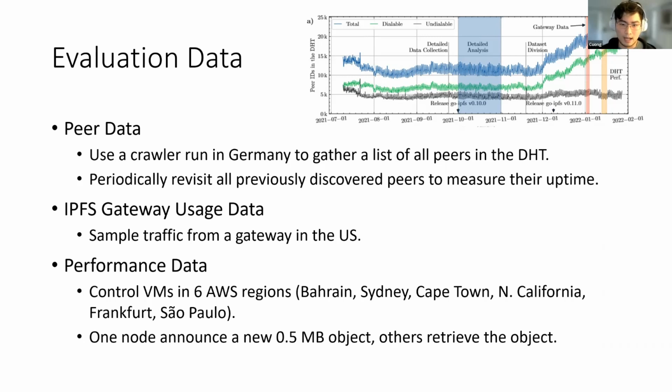The last dataset is the performance data, and they collect this data by deploying 6 IPFS nodes in 6 AWS regions. And then periodically, one node will announce a new 0.5 megabyte object, and the other nodes will try to retrieve this object. In this figure here, it shows the total number of crawled peers over time. The red shaded area here is the time period where they collect the gateway data. The orange shaded area is the time where they collect the performance data, and most of the analysis is performed in this blue shaded area here.